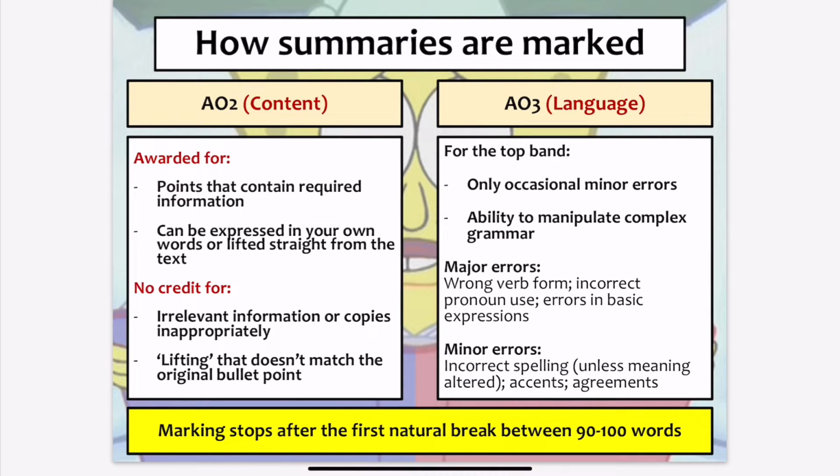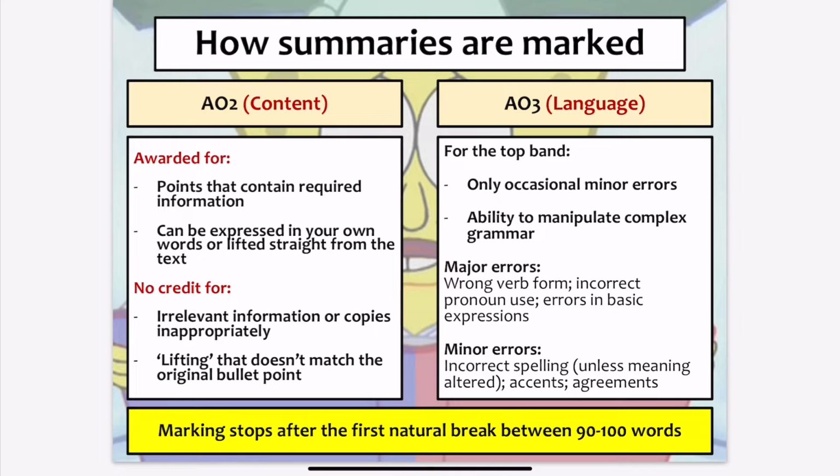Now, this information can be expressed in your own words, or you can extract it straight from the text, as long as you manipulate it to match the bullet point. Now, the bullet points, you'll see 3 of them, and what you have to do is change those bullet points and use them to start your response. So the information that you lift from the actual exam itself, you have to alter and change the grammar. So if you lift information that doesn't match the original bullet point grammatically, or if it doesn't make sense with it, or you lift too much, then you don't get credit for that for AO2.